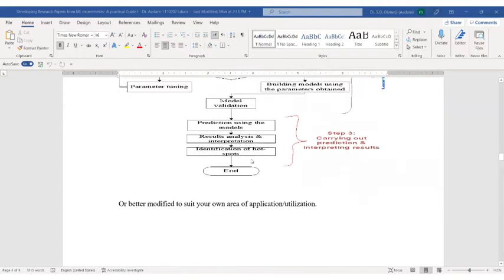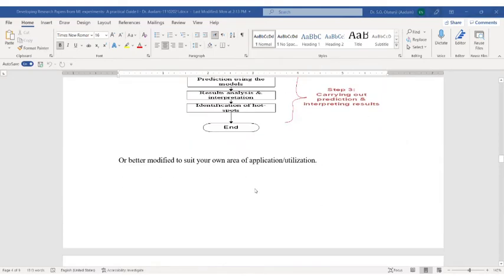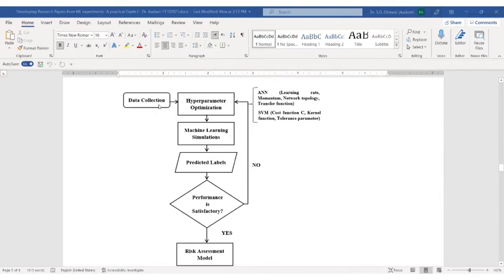Or better, you can modify this general standard to suit the area you're working in and the procedure that you are using. It's an example of one. You see, this is data collection, this is hyperparameter optimization, this is machine learning simulation, predicted labels, performance satisfactory. If yes, then do the risk assessment model. If no, then go back again and do hyperparameter optimization. See, this is an example of how you can make your experiment very clear to people.